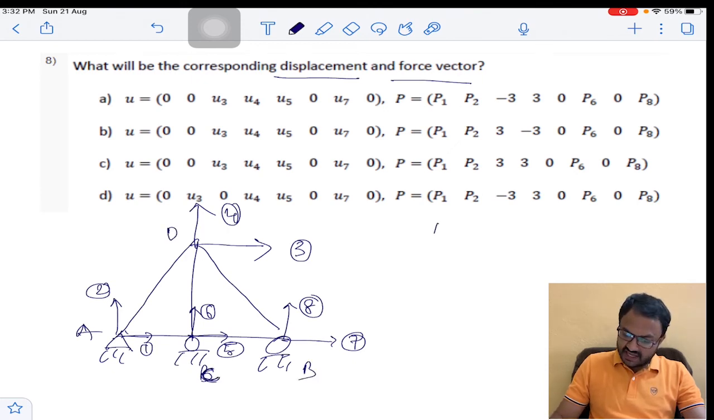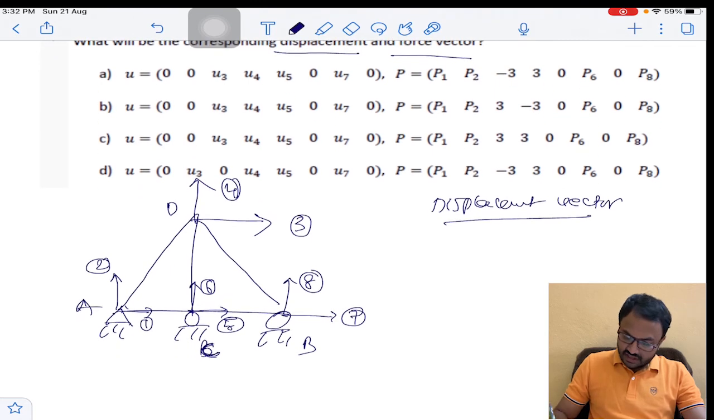So now the displacement vector you can write like this. At 1 there is a reaction in the horizontal direction, right? At point A a horizontal reaction is there, so there is no horizontal displacement. In the direction of 2 there is a vertical reaction, so there is no displacement in the vertical direction. And at 3 it is not a support, it is a joint, so you can have both horizontal and vertical displacements, that is U3 and U4.